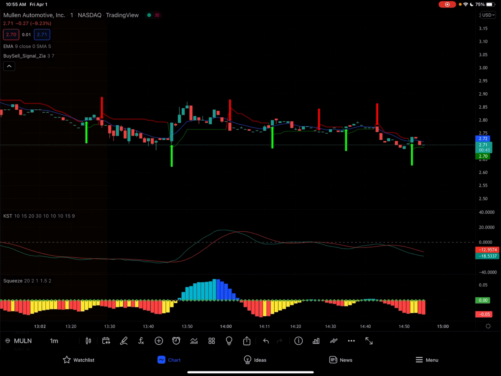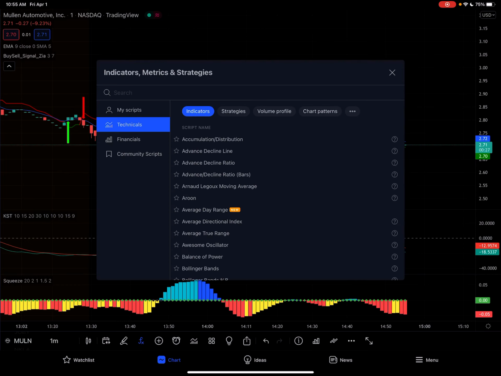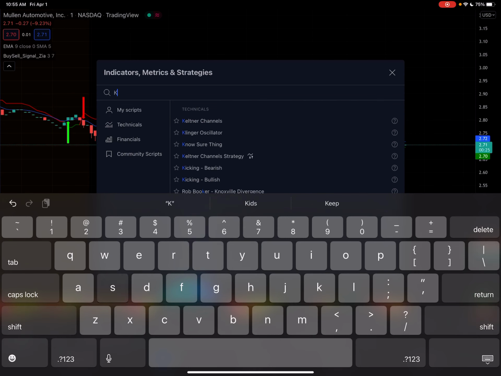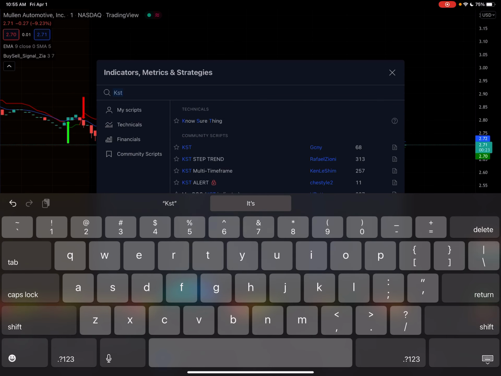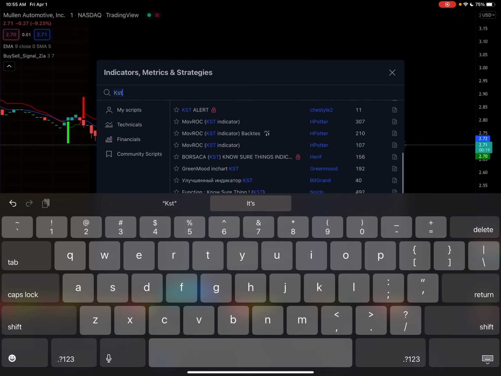I need some type of presentation device here where I can point and circle things and whiteboard it up, but look at a different screen. Anyways, you'll see that green and red line. This one, a funny name, it's actually called No Sure Thing. KST is the name of the indicator. If you go in here and just type in KST, boom, No Sure Thing will pop up. And you see there's different ones from different people who've created it.